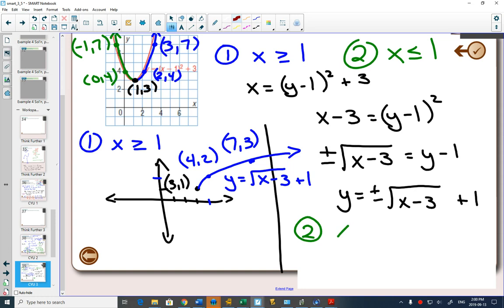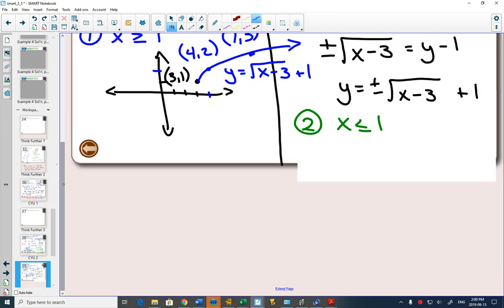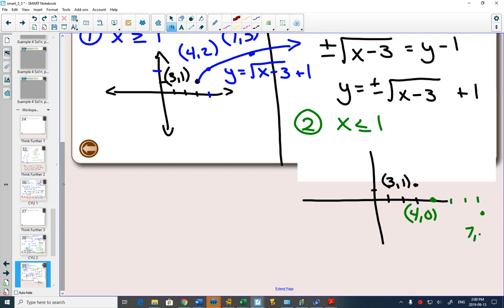For the second one, when you only consider x less than or equal to 1, there's the restriction on our domain. When I go to graph it, I still have (3, 1), but now I'm going to have (4, 0), and (7, negative 1).